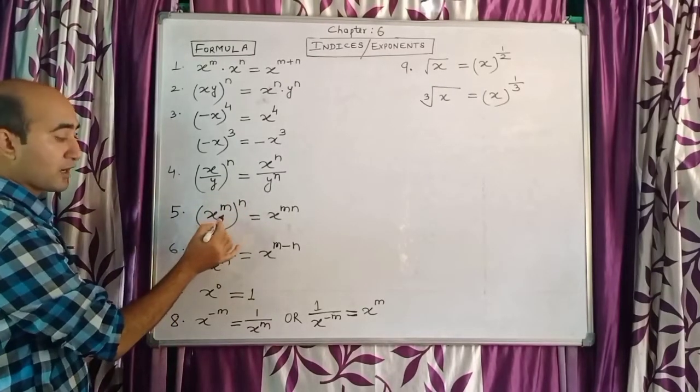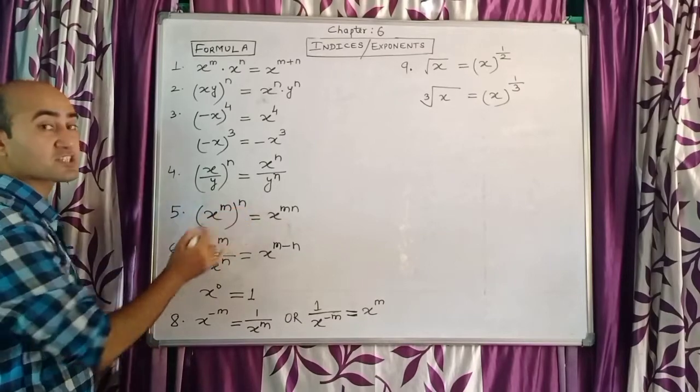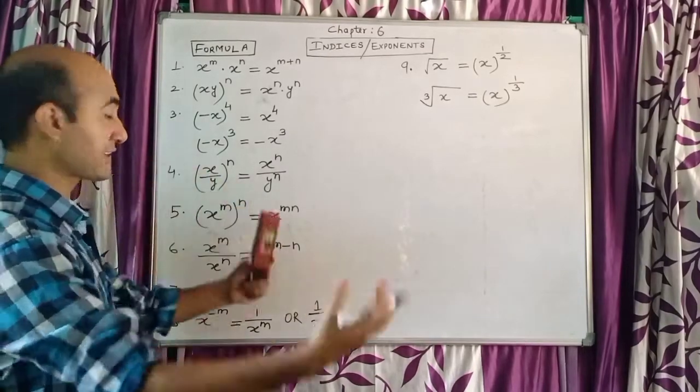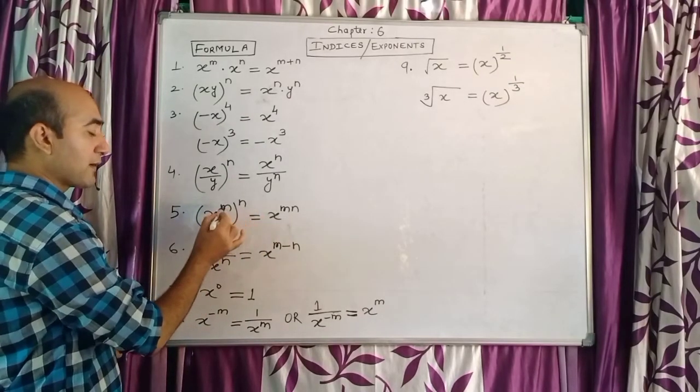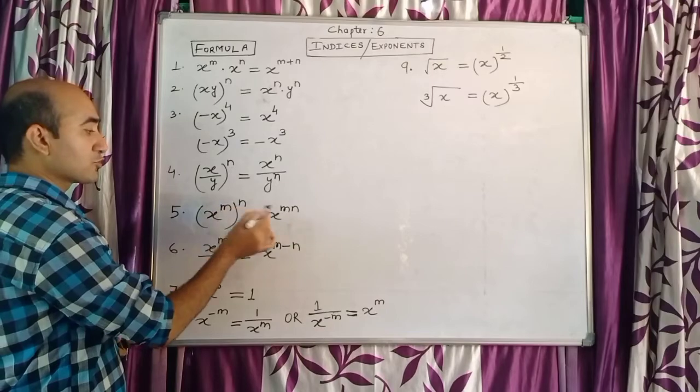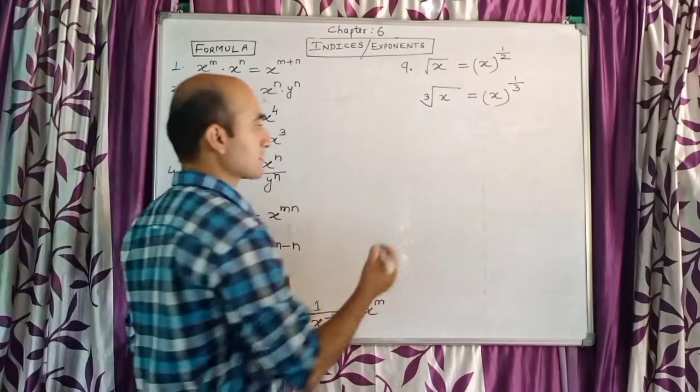So there are two powers. One is interior power, one is exterior power. Internal power and external power. In this case, you write the same x here and both the powers you can multiply. That is m into n, that is mn. That means just like this.